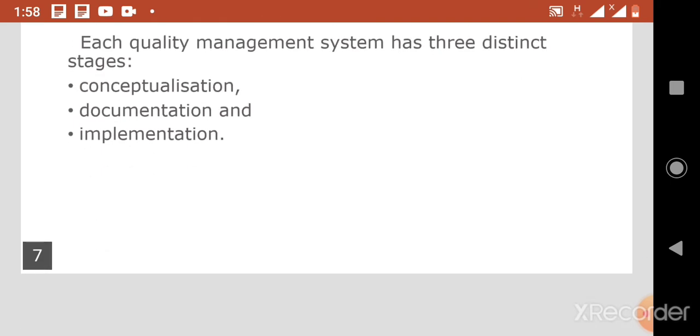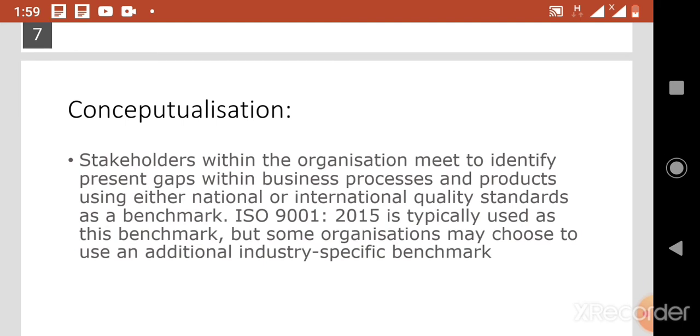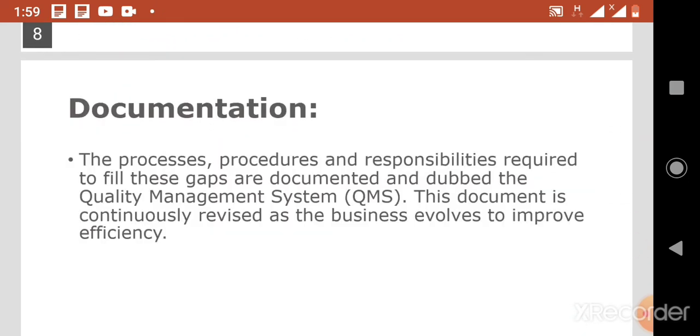One is conceptualization. Conceptualization is where stakeholders within the organization meet to identify present gaps within business processes and products by using either national or international quality standards as a benchmark. ISO standard 9001:2015 is typically used as this benchmark, but some organizations may choose to use additional industry-specific benchmarks. So this is conceptualization.